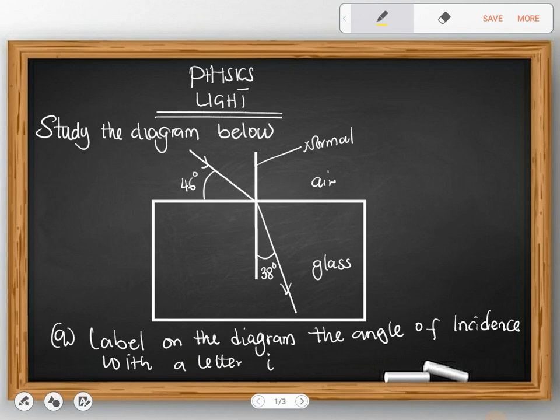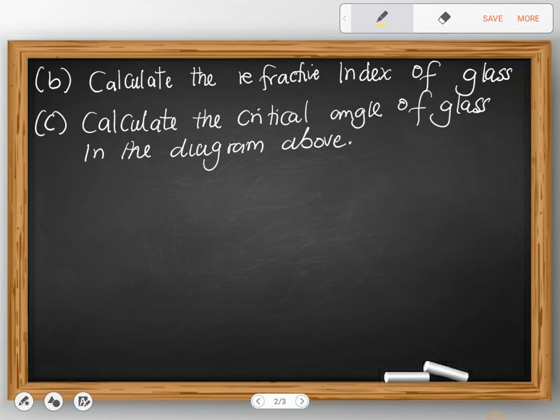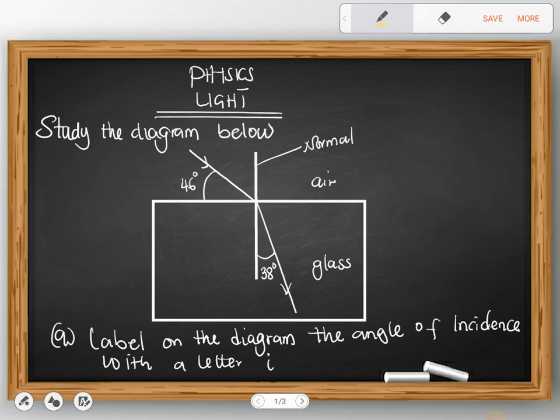Label on the diagram the angle of incidence with the letter I. Calculate the refractive index of glass. Calculate the critical angle of glass in the diagram above. All right. This one says label the angle of incidence.